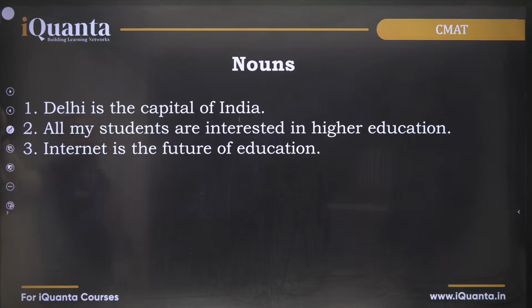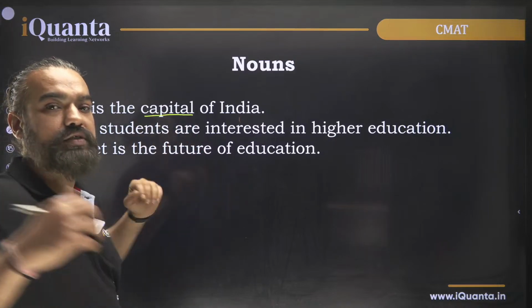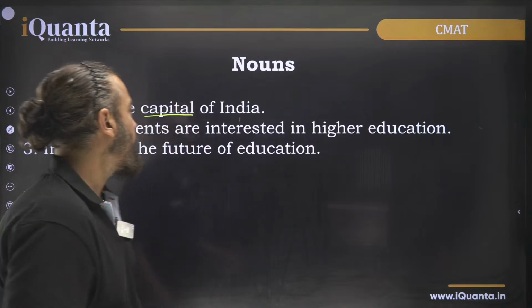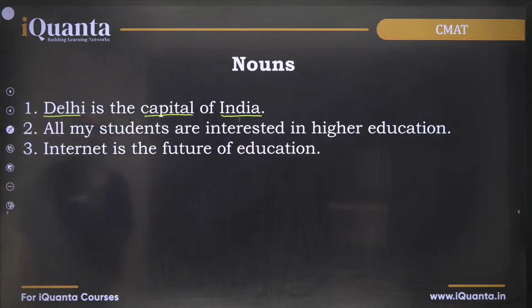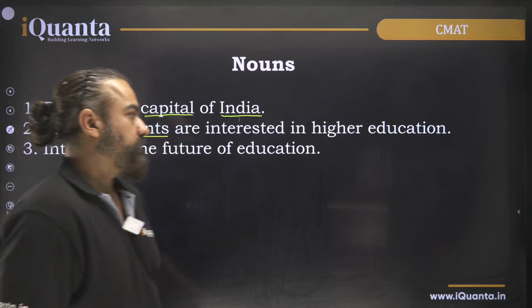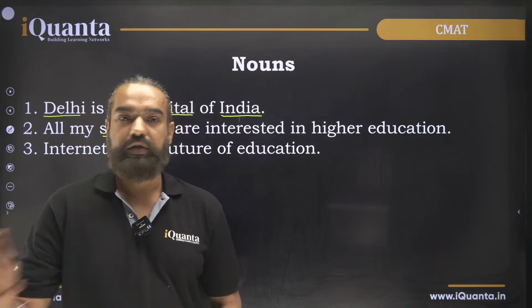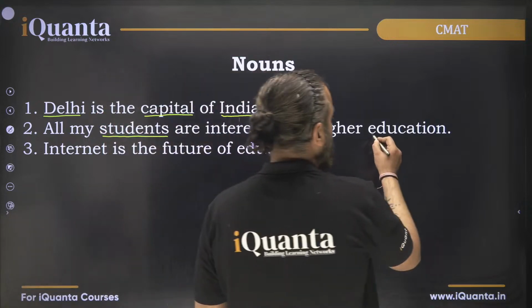First noun, Delhi. Yes. It's the name of a city. Is the capital. Capital is also a noun. Capital is generally the most important city. India, again a noun, the name of a country. Next we have all my students. People who learn from someone are known as students, a name given to them. Interested in higher education, knowing the ways of the world, give it a name, we call it education. So education is also a noun.